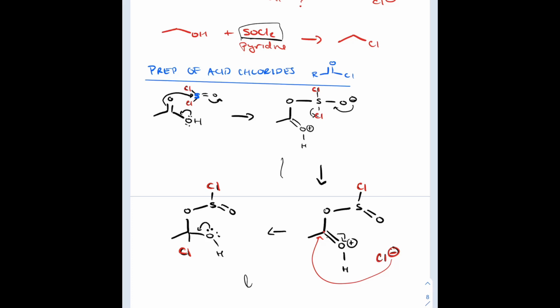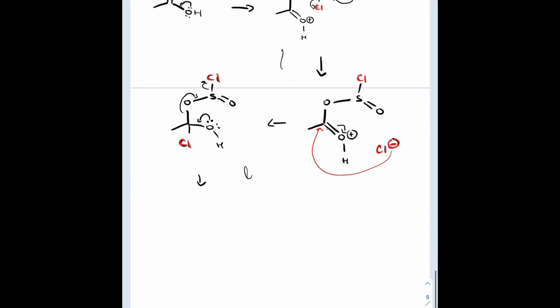So let's force something to leave. And the way we do that is create that C=O double bond. And that C-O single bond, those two electrons actually go to create an oxygen-sulfur double bond, which ultimately kicks out the chloride. This forms sulfur dioxide, chloride ion, as well as pretty much our acid chloride. But we do need to remove that last hydrogen.